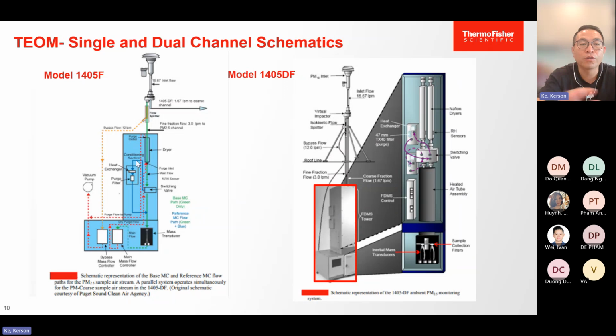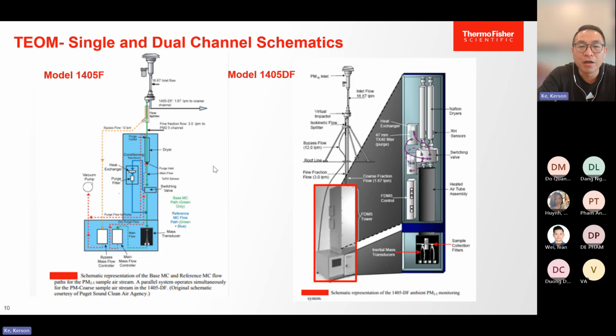Okay, so for TEOM, we discussed the technology. We have two different models, 1405F and 1405DF. The main difference is that you can imagine 1405F is a TEOM plus FDMS system, and the DF is two 1405F.